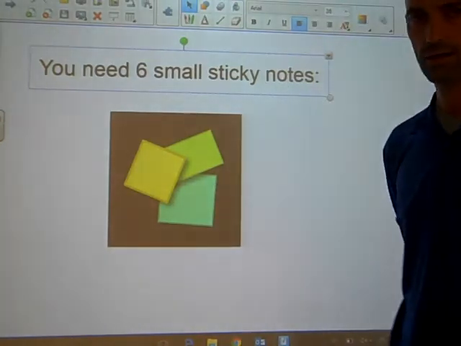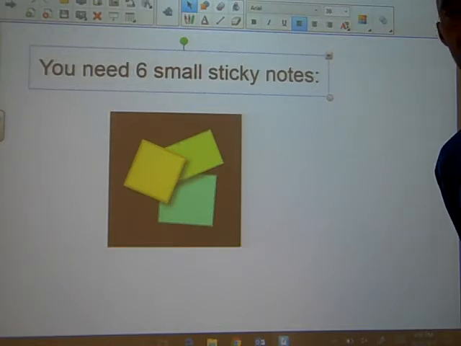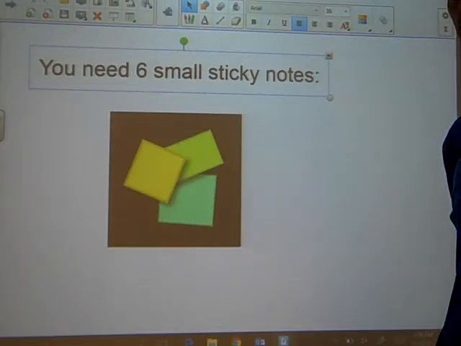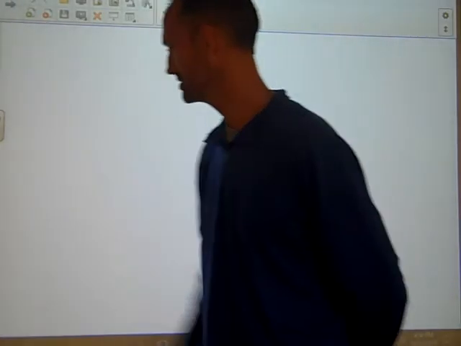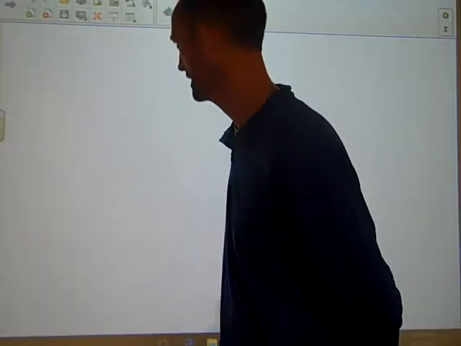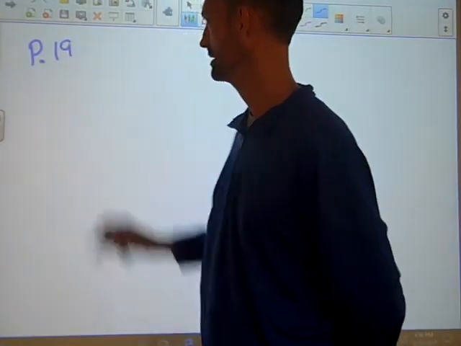All right. Now here is where you will need the 6 sticky notes. So please make sure you have those 6 sticky notes. And again, at any time during this next part, if you need to stop the video or pause the video, please do that.